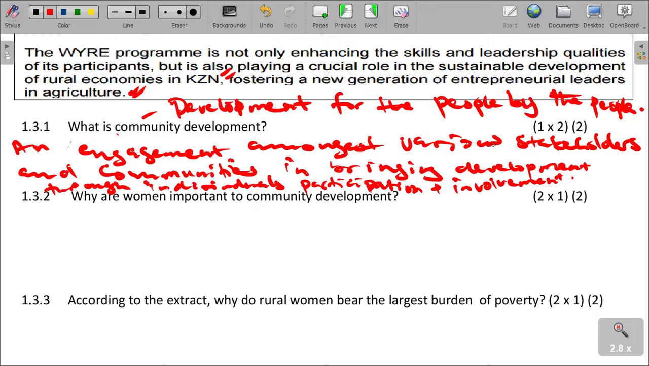Why are women important to community development? Women are important to community development because they are primary caregivers, and they play a central role in community development. Women are very important because they play a central role in raising children in communities. They are primary caregivers.